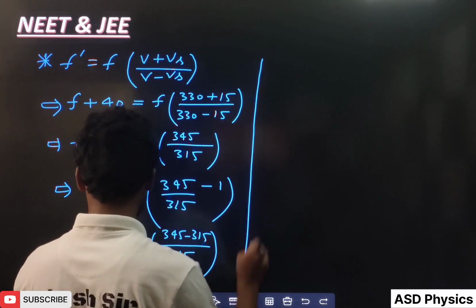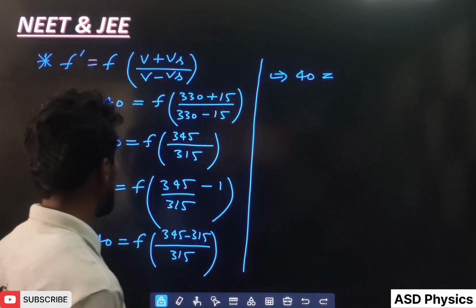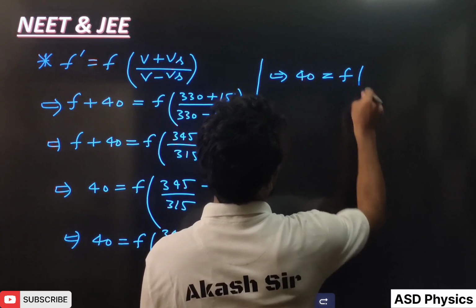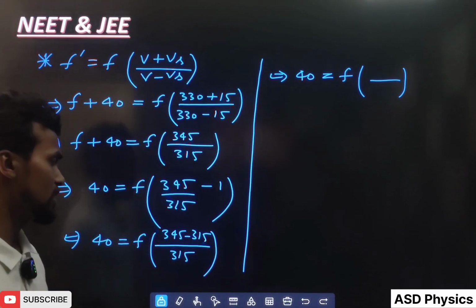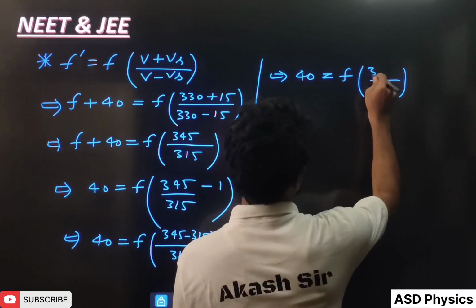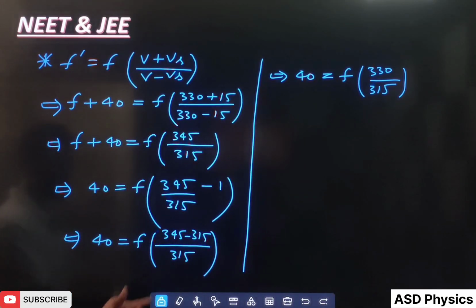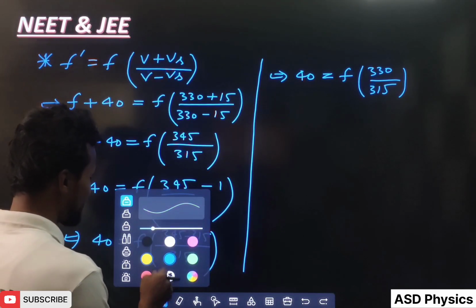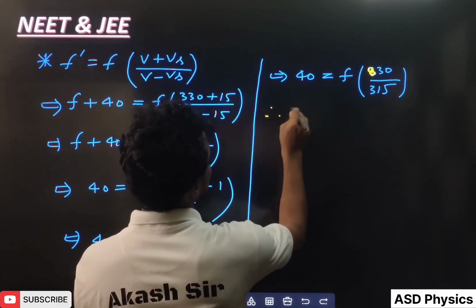So after that, students, kindly see very well, this 40 is equal to F, and here what will this become? 345 minus 315, that means 330 by 315. No, 345 minus 315 is not 330, it is 30 only. 30 only. So after that, students, what is F?